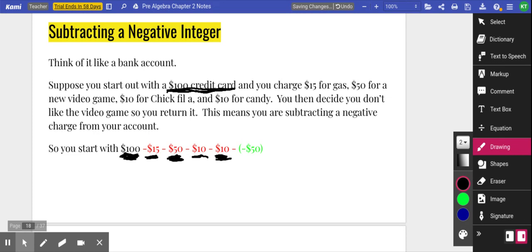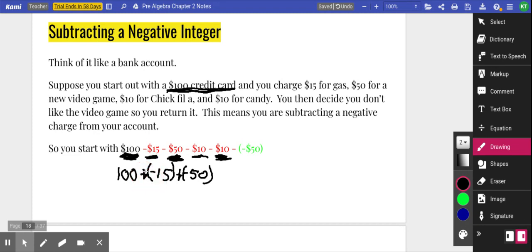Let's say then you decide you don't like the video game, so you return it. This means you're subtracting a negative value. You're taking a negative value off your account, which really means that you are adding it. So if we change this, we would have 100, we're adding a negative 15 because that's a charge, and we're adding a negative 50, which was our charge.